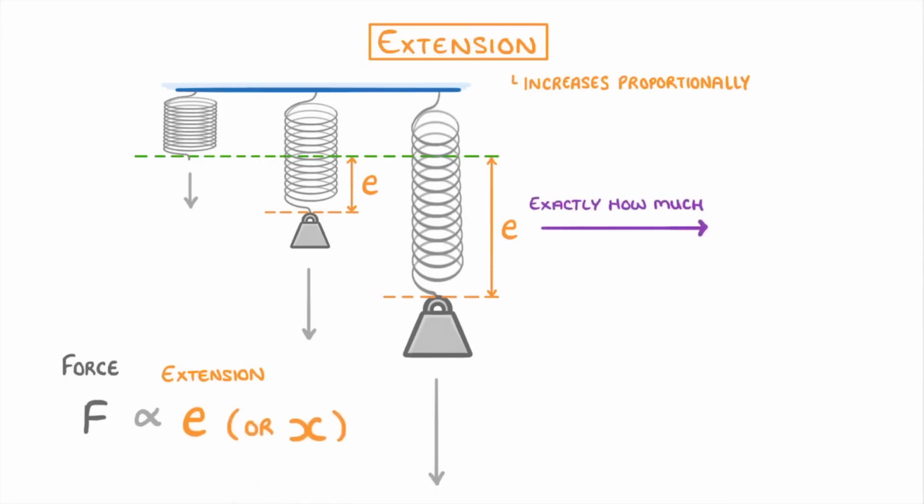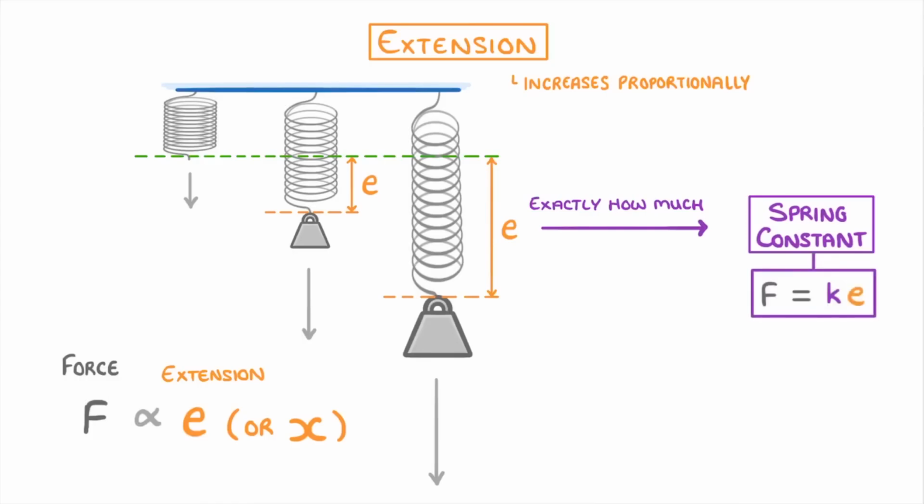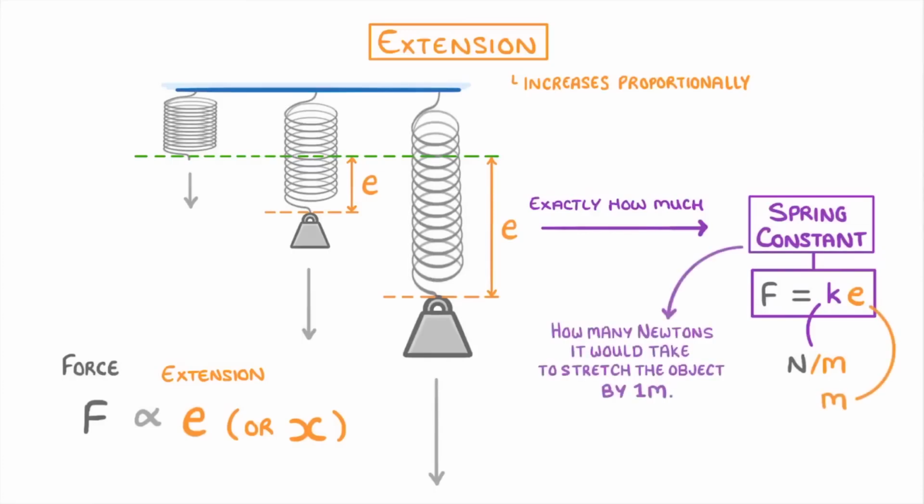Exactly how much the spring extends, though, for a given force, depends on the particular object's spring constant, which is denoted by the letter K. And if we add this into our force extension equation that we wrote in the bottom left, we get F equals KE, with K being measured in newtons per meter and extension in meters. The spring constant tells us how many newtons it would take to stretch the particular object, like this spring, by 1 meter. So the higher the spring constant, the stiffer the material, because it requires more force to stretch it.